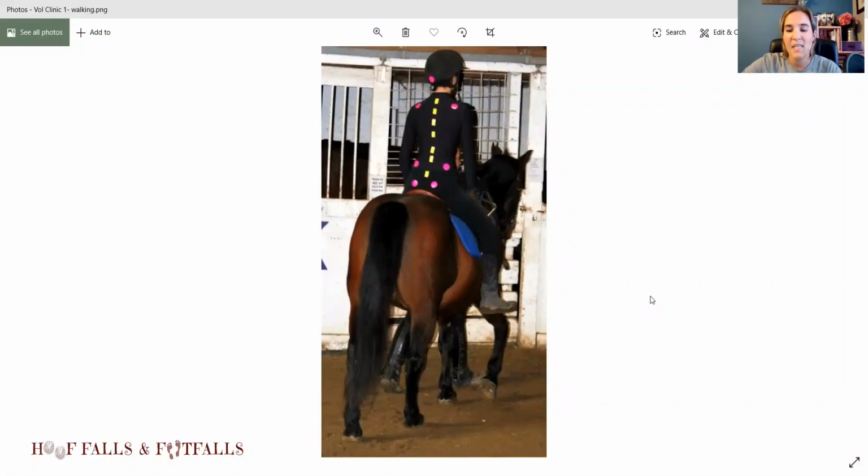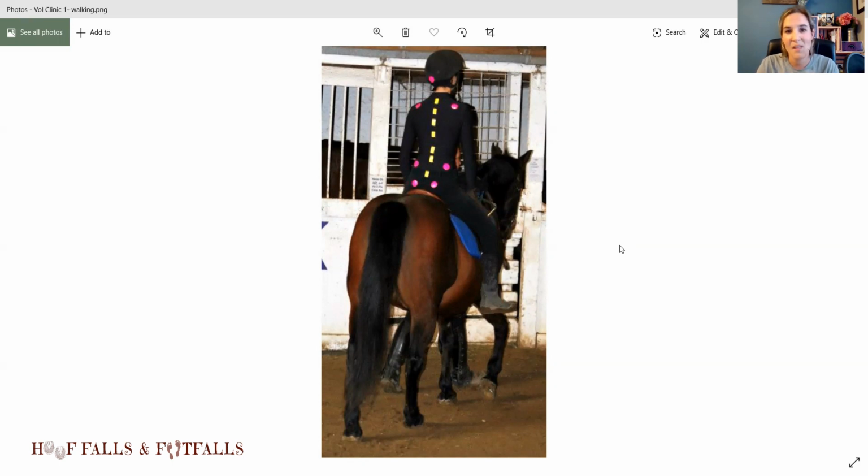So I'm going to go ahead and share my screen with you guys. So let's go ahead and take a look at those. And we're going to be specifically looking at the rider position and how their position is impacted by the different external factors that are going on in the photo. So again, thank you to the instructor that donated these photos so we could use them as a learning experience.